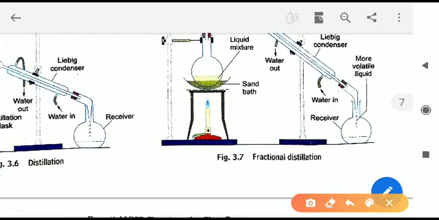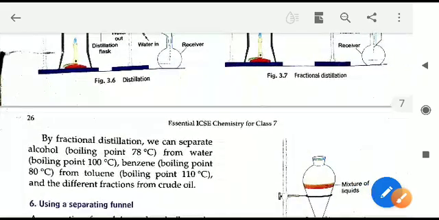take another jar. Now we have to change this receiver. Don't take the same one, नहीं तो दोबारा से मिक्सचर बन जाएगा. So we have to change the receiver now, and we will take another flask, and we will collect water in the second flask or second container of receiver. So this is how we can separate.